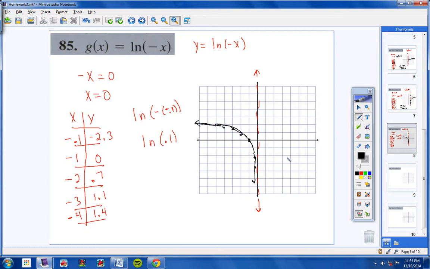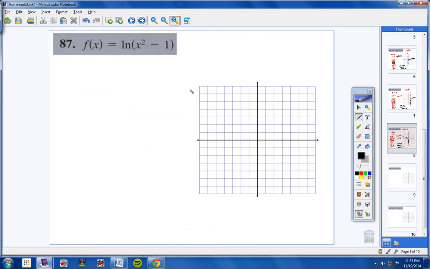There we go. Okay. Now, let's say domain would be, now watch this, x is less than 0. Okay, less than. We're going to the left. Vertical asymptote would be x equals 0. And the x-intercept would be, right here when you put a negative 1 in, you got a 0, so x-intercept would be negative 1. Okay? Alright, moving on to 87.